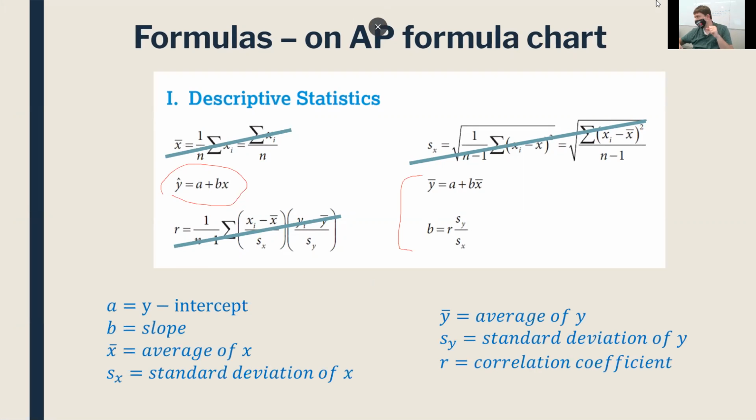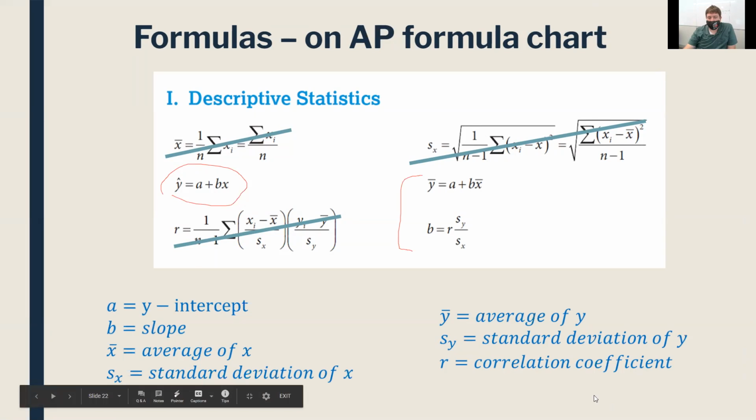So here's what all those little letters mean, in case you want to jot these down here in your notes, because you do get the formulas, but they don't always tell you what every little symbol and letter means. Most of these hopefully are familiar now because we've been practicing these enough. But you'll see things like a is still your y-intercept. b is still your slope.